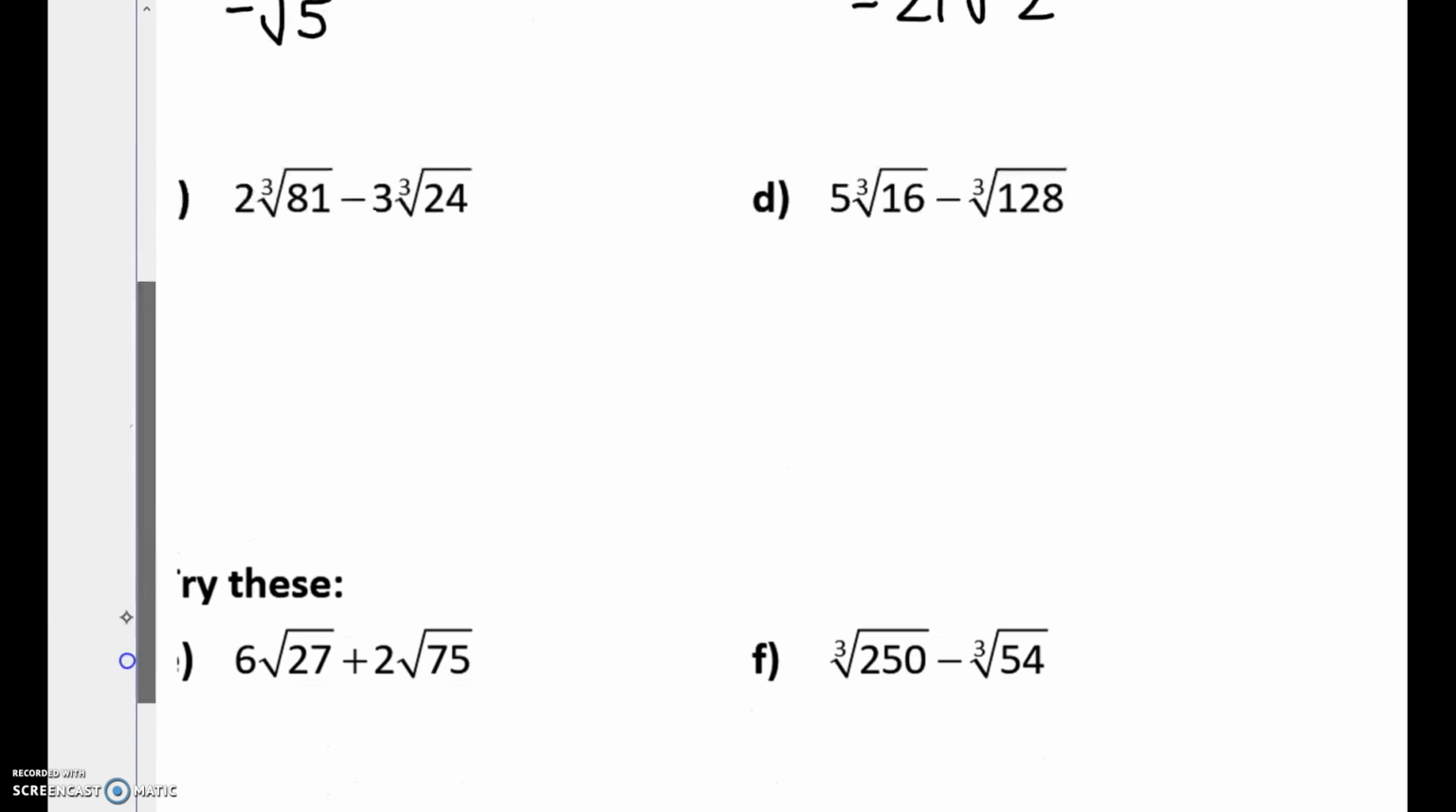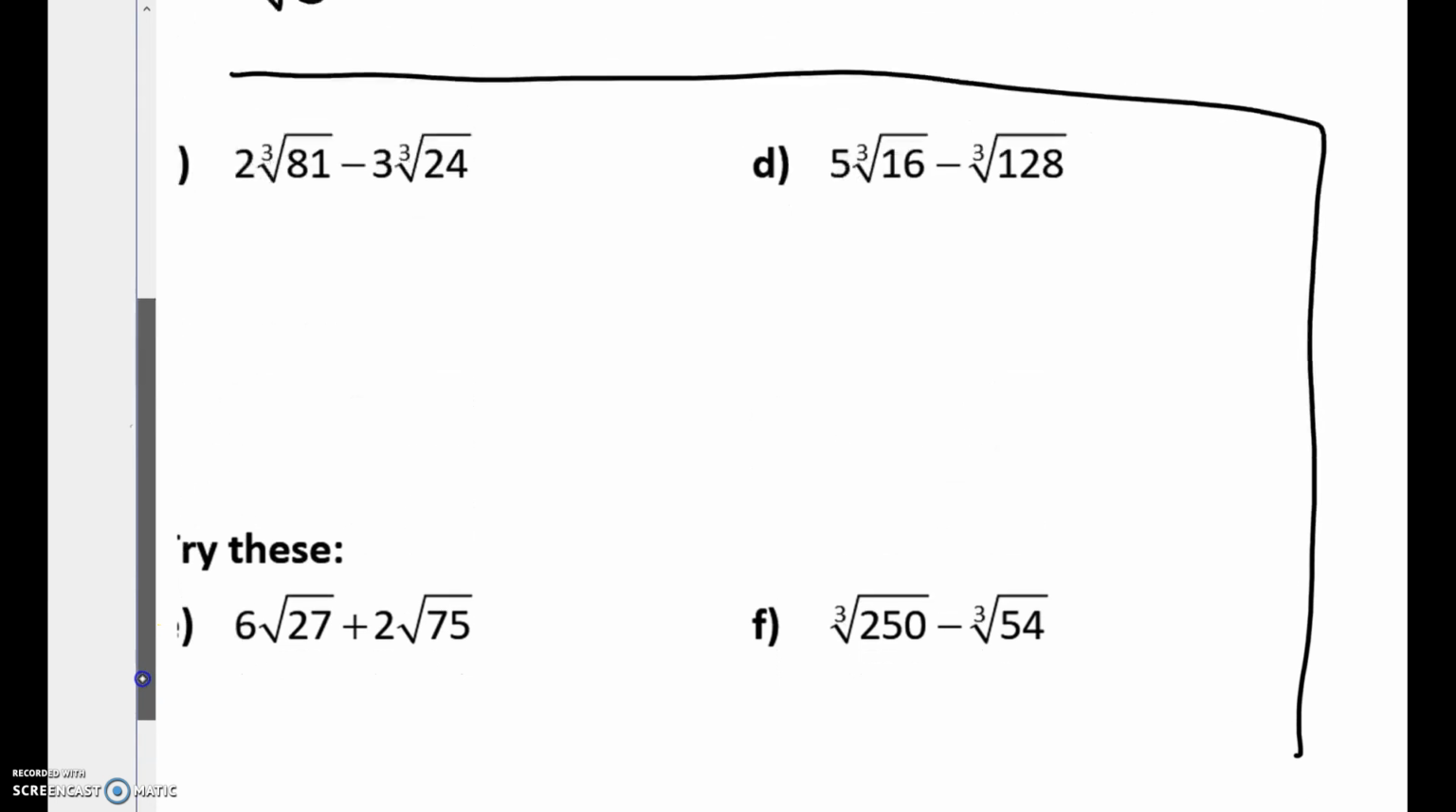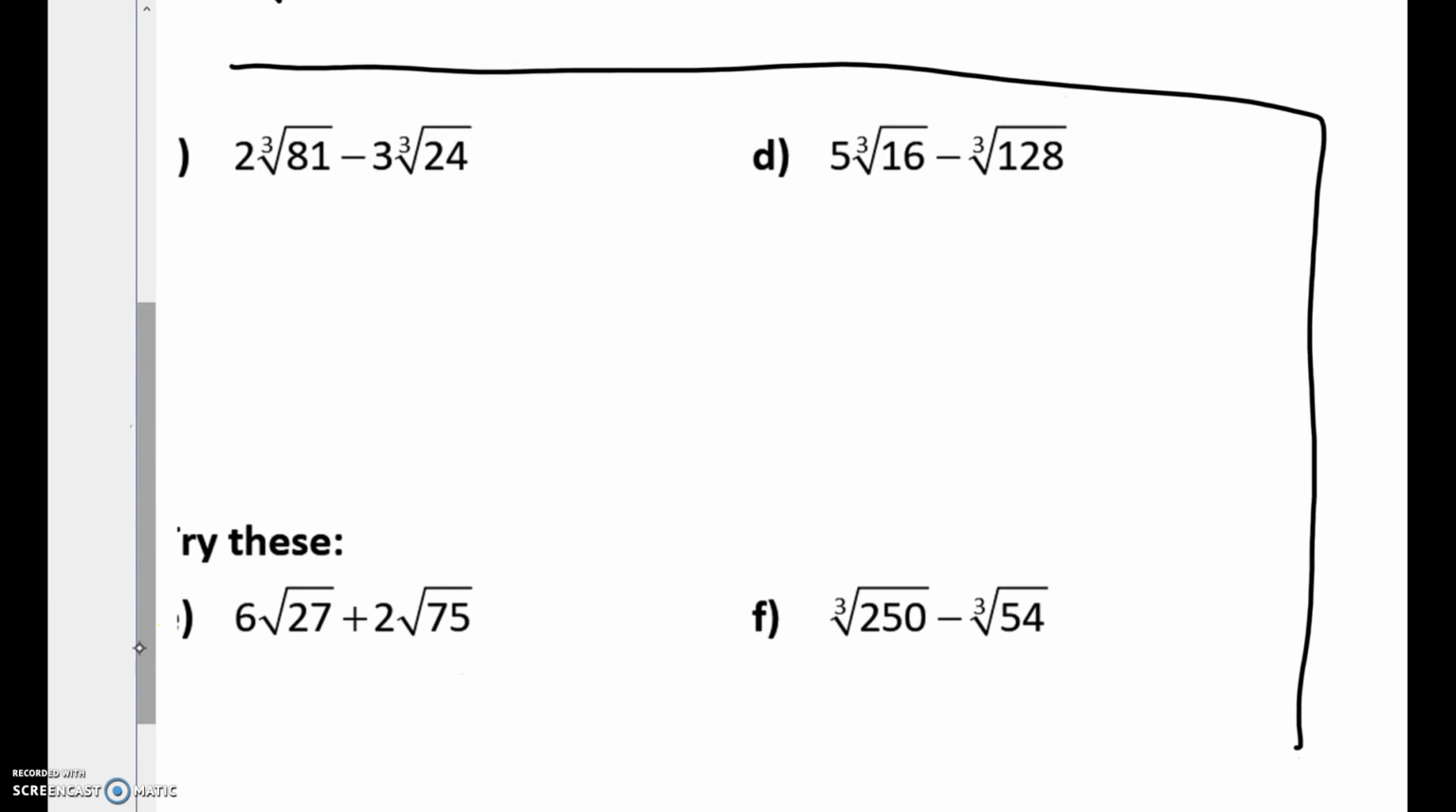So I want you guys now to try these last 4 problems. I know it says only to try the last 2, but I want you to try the last 4, and we'll go over them in class.